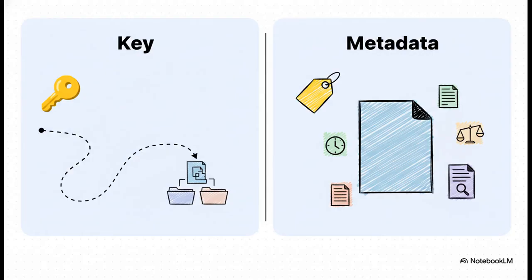All right, here's something that trips people up all the time, the difference between the key and the metadata. Here's the easiest way to remember it. The key is the object's name, its address. It tells you where to find it, like reports/2026/quarterlyreport.pdf. The metadata, on the other hand, describes the object. It tells you what it is, like content type, application/PDF. So key is where, metadata is what.